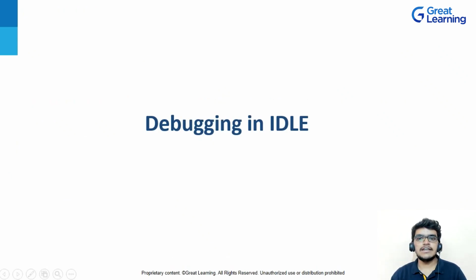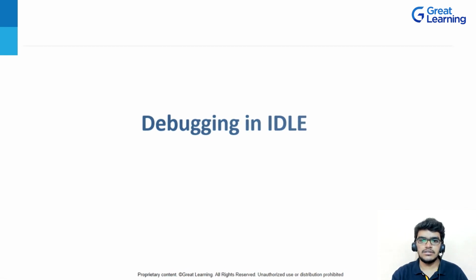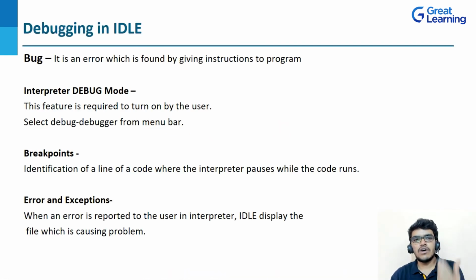Okay, so now let's see debugging in IDLE. Before understanding what debugging is, let's understand what a bug is. A bug is nothing but an error which is found by giving instructions to the program. Basically, you can see that it's an unexpected error, right? So now what is debugging? Debugging is a process which detects and removes the bugs from the program. And what is a bug? A bug is nothing but an unexpected error that is found in the program.